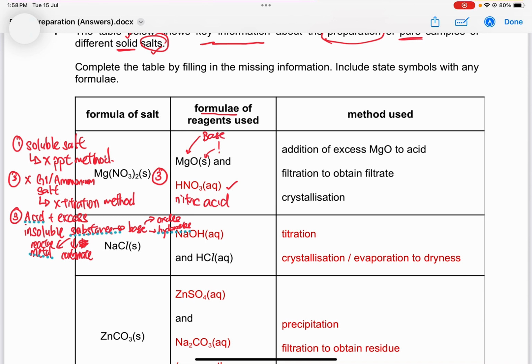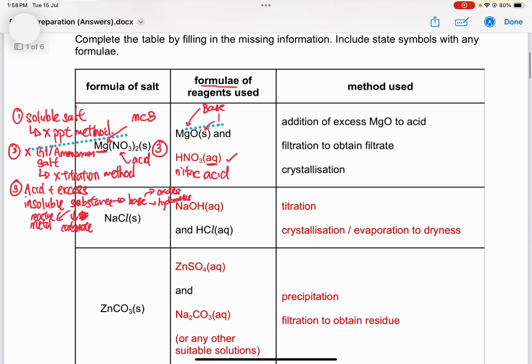How do I know what acid I should use? Normally, the front part of the name, in this case magnesium, will form either the metal, the carbonate, or the base. So MCB. The back part of the name of the salt will give me my acid. In order to get nitrate, the only acid I can use is nitric acid. And because it's an acid, it should be in the aqueous state. So that's for the first question.